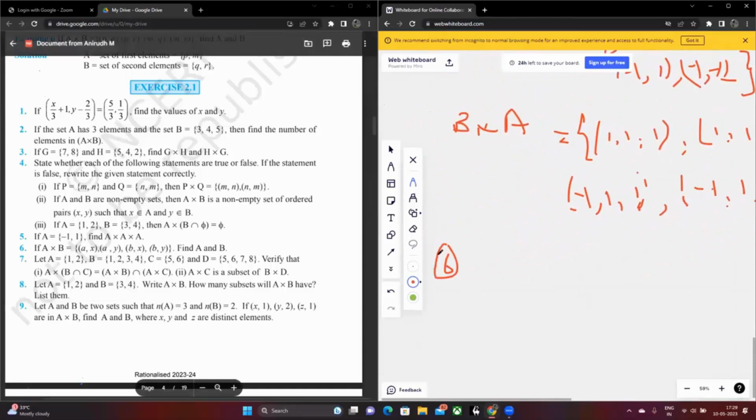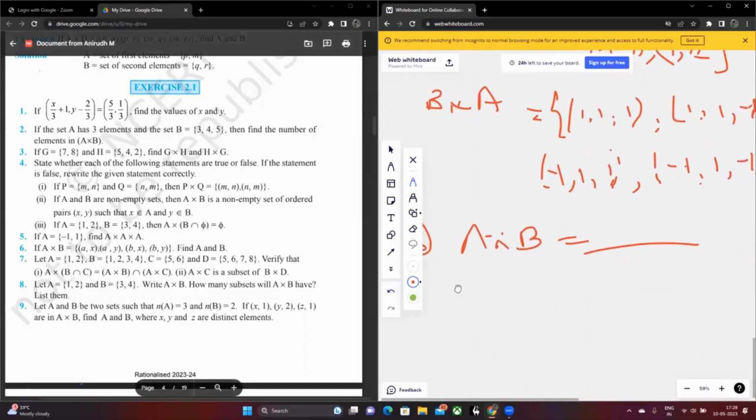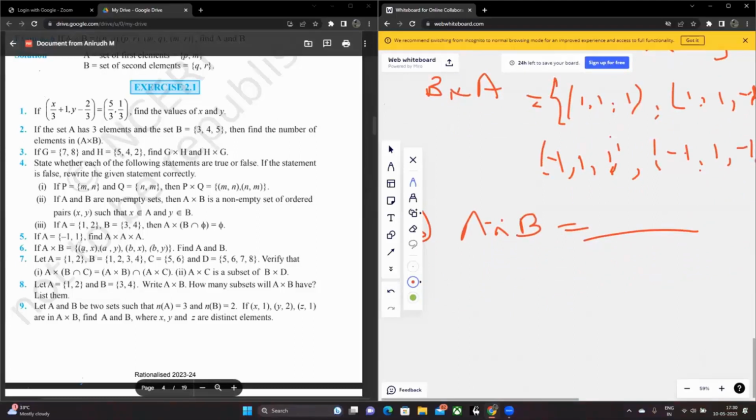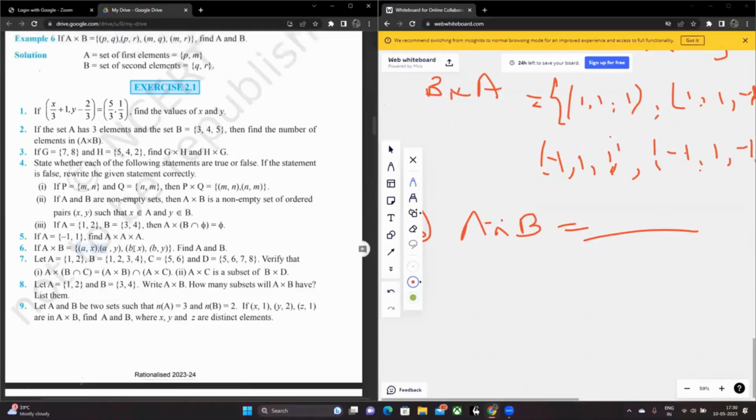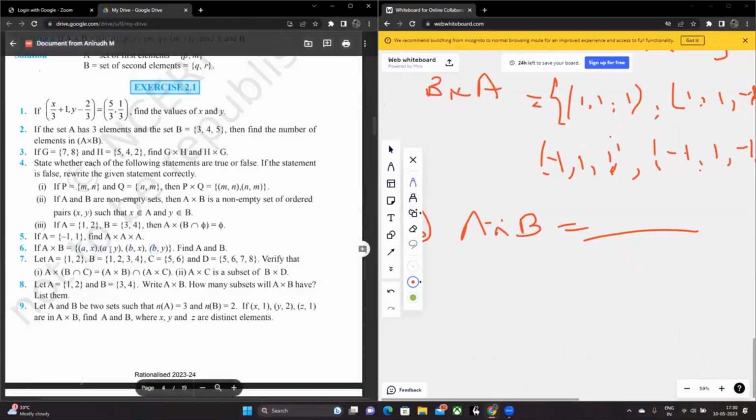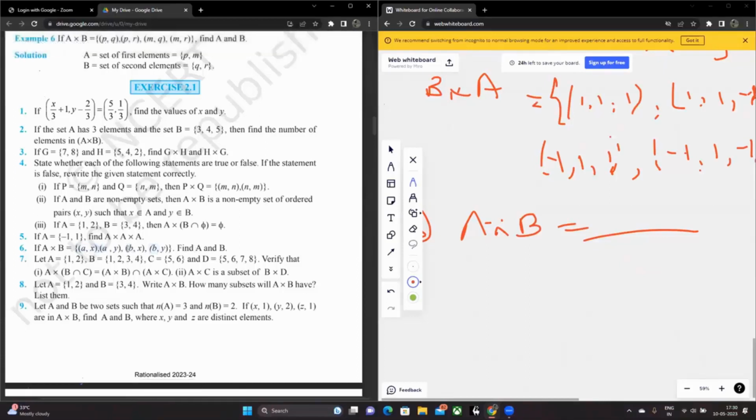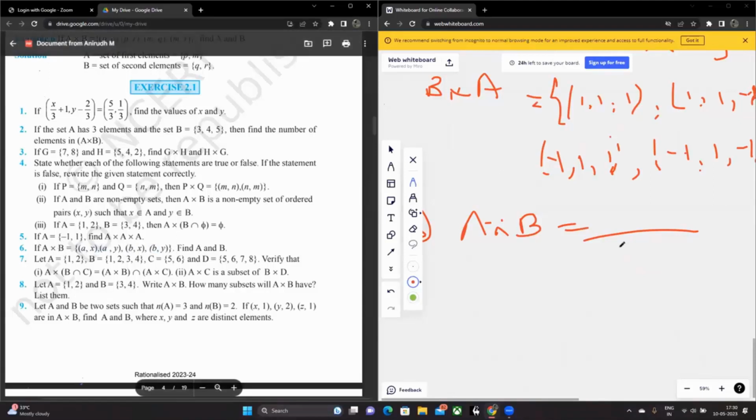Going to question number 6. A cross B is {(a, x), (a, y), (b, x), (b, y)}. Find A and B, right? Now you have the fact that A cross B is equal to the given set. So the distinct elements which are first in each pair are going to belong to A, and the distinct elements which are second in each pair are going to belong to B, right?